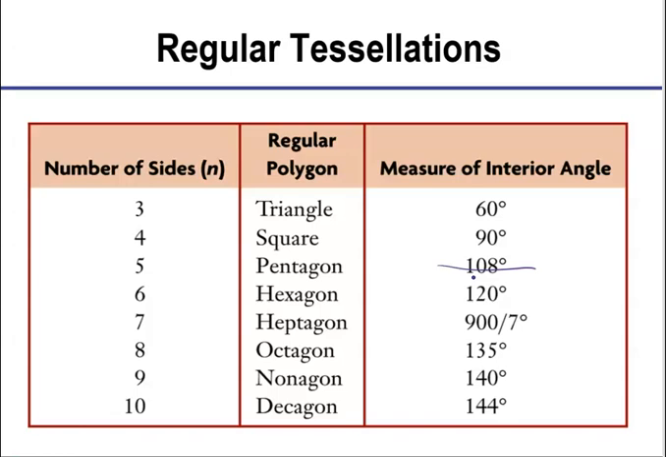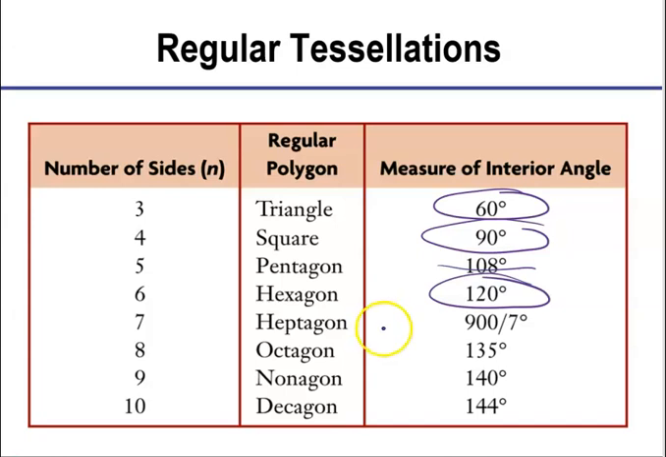We've already decided a hexagon works. Matter of fact, you've already seen a triangle and a square work, and you've seen a hexagon work out. Well, a heptagon, remember, a seven-sided figure, the interior angles are 900 divided by 7. That's not even a nice whole degree measure. What do you think? Will that work? What about an octagon or a nonagon or a decagon?